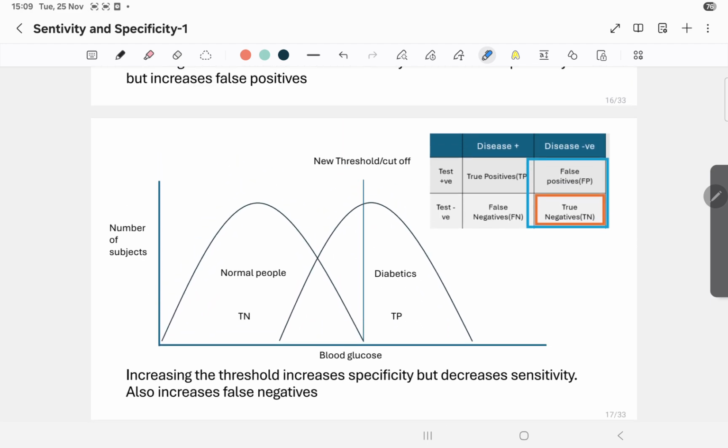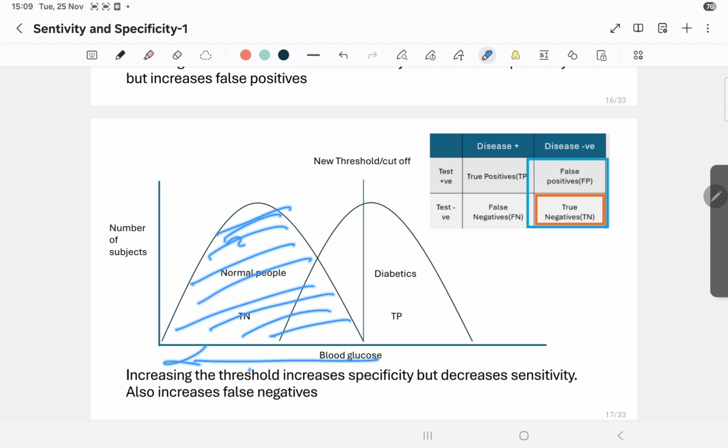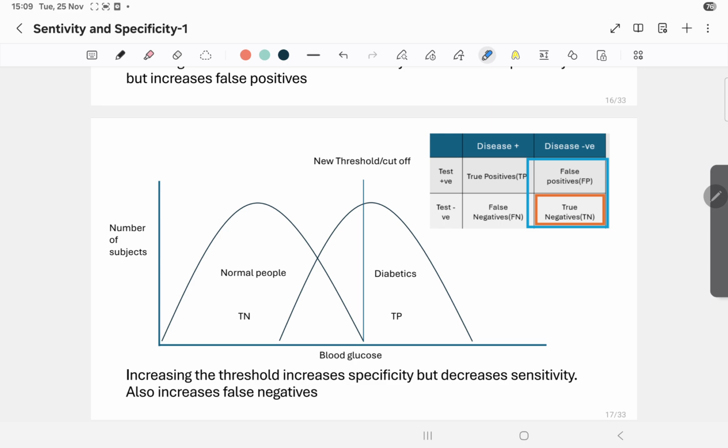Now coming to increasing the threshold. Similarly, if I increase the threshold, what will happen? Now all these patients are positive. All these patients are positive, all these patients are negative. So I am now able to include all my true negatives. If the test is negative, then that means the patient is truly negative. He doesn't have a disease or she doesn't have a disease. So my true negatives will increase if I increase my threshold. So increasing the threshold will increase the specificity because I am able to catch all the true negatives now.